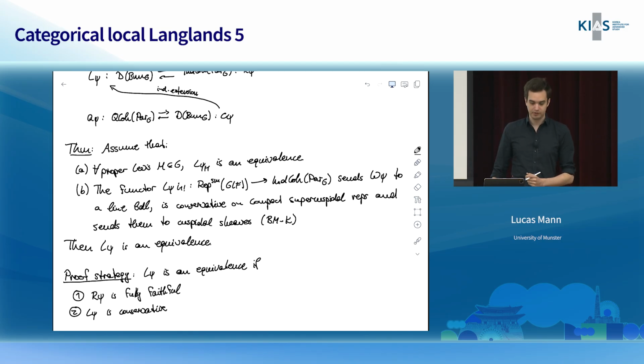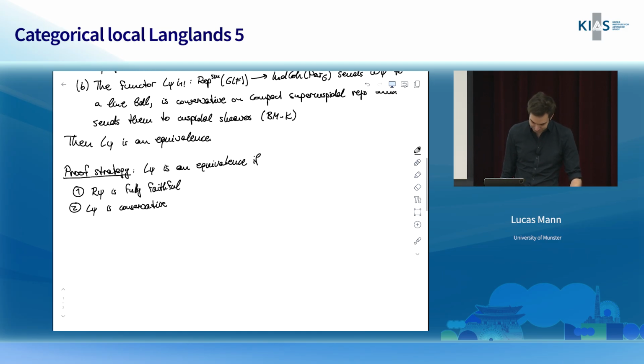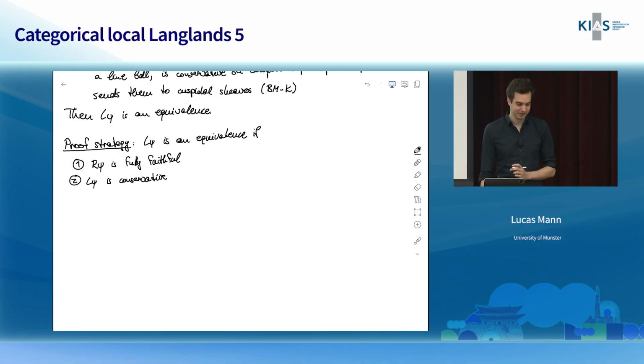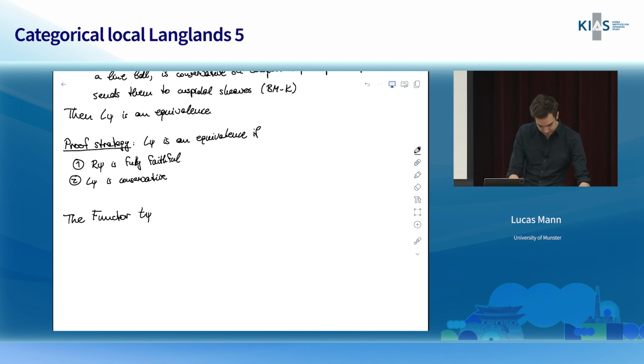Okay, and the talk will be roughly split in half, where I first show the first one and then I show the second one. So how do we show the first one, that R psi is fully faithful? This is where this magic functor T psi came in. So let me briefly recall how this functor was defined. I think this has so far only made an appearance in the very first talk.